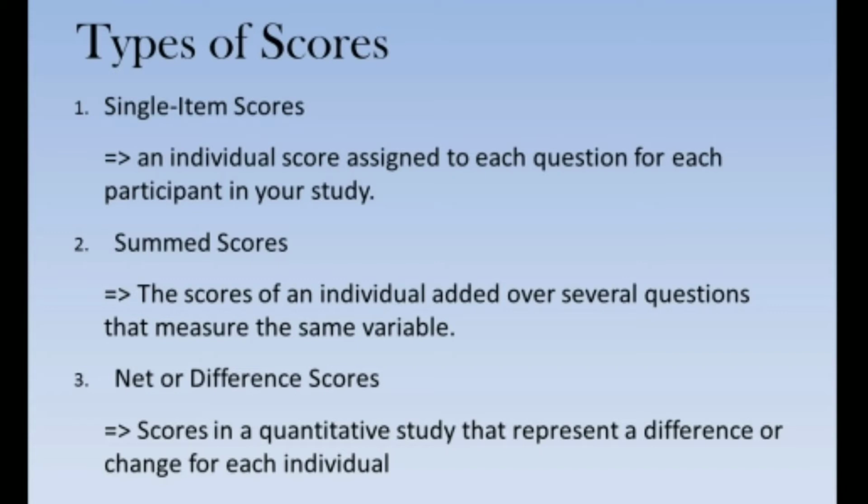And then, net or difference scores. It means the scores in a quantitative study that represent a difference or change for each individual. A small change in high scores may be more useful than a larger change in small scores. For example, the small gain in moving from 98 to 99 on a 100-point scale may be more meaningful than the large change of going from 46 to 66 on the same scale.